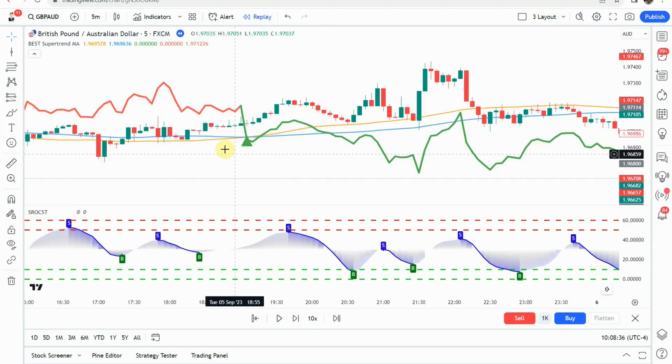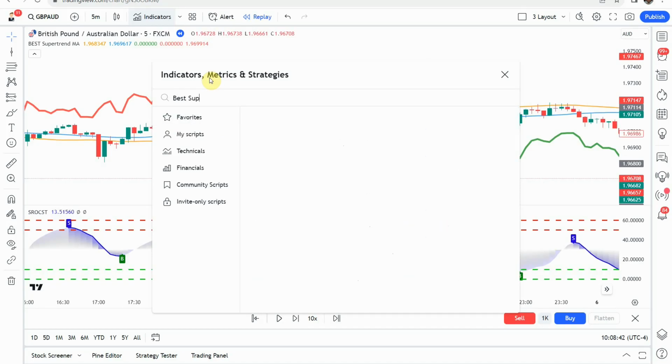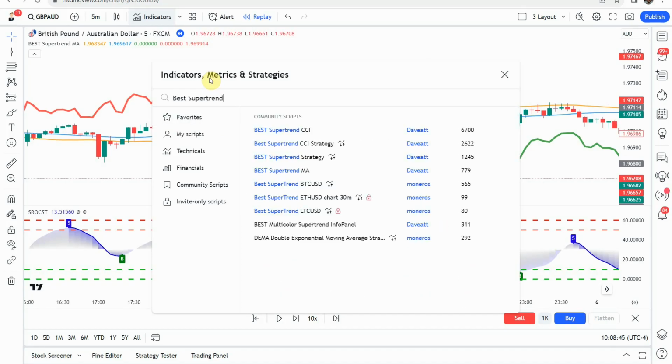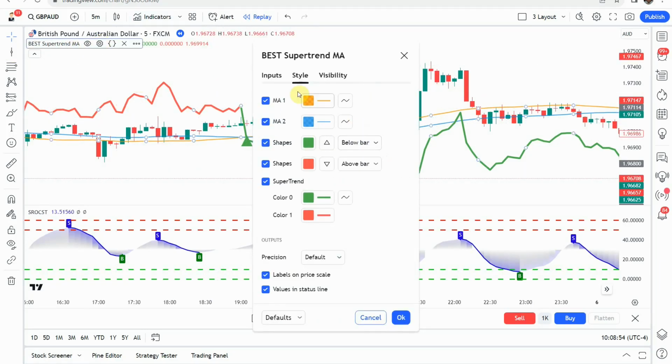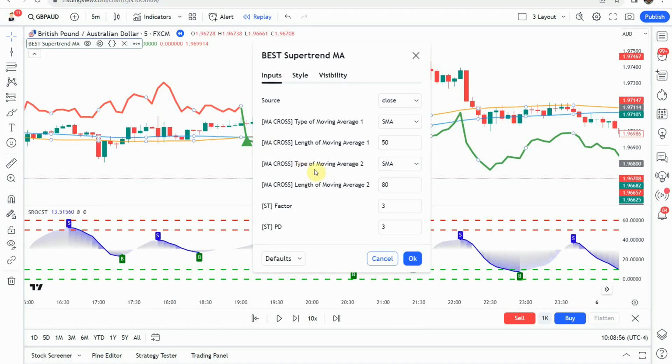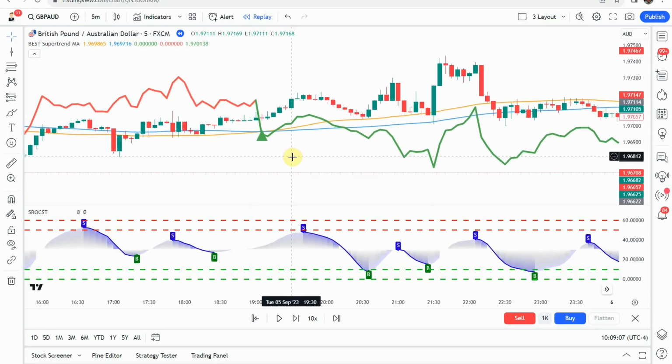The next indicator that is on screen up here on the top is going to be the best super trend MA. So start typing in the best super trend MA. It's going to be this one right here. And so you'll add that one to screen like so. And you will go in and make a couple changes to the inputs on this one. So you'll change the length of moving average 1 to 50, length of moving average 2 to 80, and that'll give you what you see here on screen.